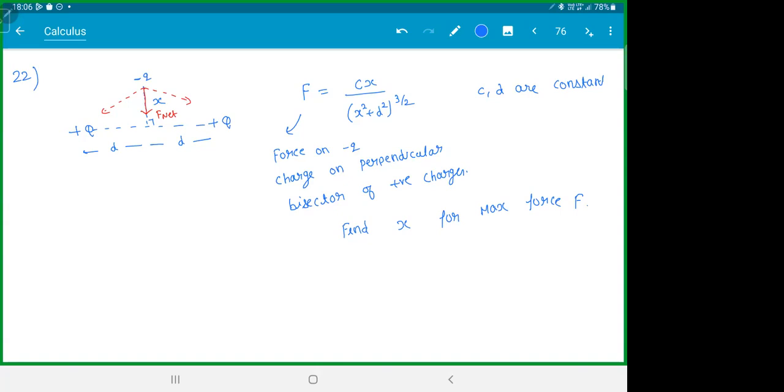One by root 3. No, the answer will come in D, Dhrit. Answer should come in terms of D. Check.